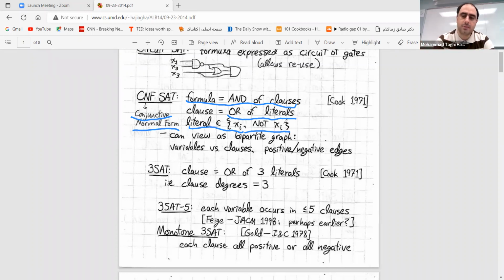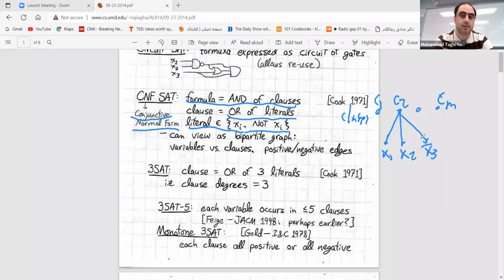You can also consider this as a bipartite graph. So you can put clauses here, for example C1, C2 to Cm, and then we will have the variables x1, x2, x3 bar. For example, here C2 is this one, so it is an or of these guys. C2 is x1 or x2 or x3. And we want all of these clauses to be satisfied, because we have an and of all of them.